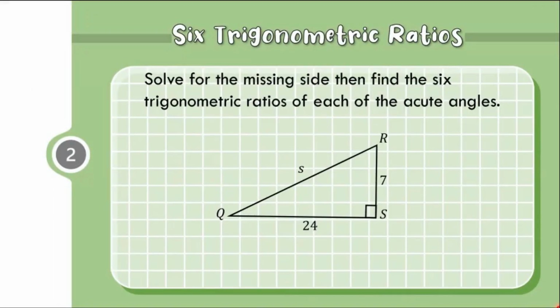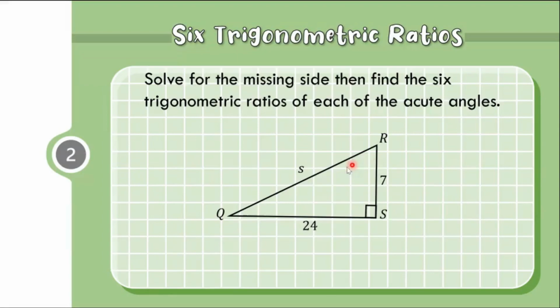Solve for the missing side. Then find the 6 trigonometric ratios of each of the acute angles. So from this illustration, the acute angles are angle Q and angle R. So it means we will get the 6 trigonometric ratios with respect to angle Q and angle R.